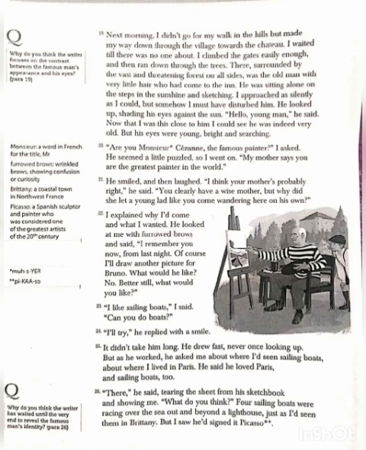So he started asking, "Where have you seen the sailing boats? Where do you live?" The famous painter kept putting questions, and Yannick kept answering while the drawing was going on. "There," he said after completing it, tearing the sheet from the sketchbook and showing me. "What do you think?" Four sailing boats were racing over the sea, out beyond a lighthouse, just as I had seen them in Brittany. But I saw he had signed it Picasso.